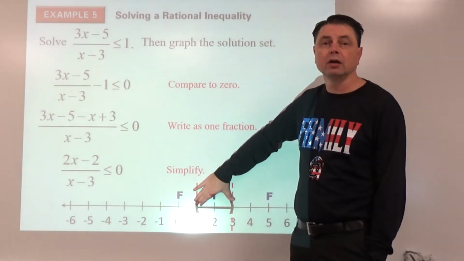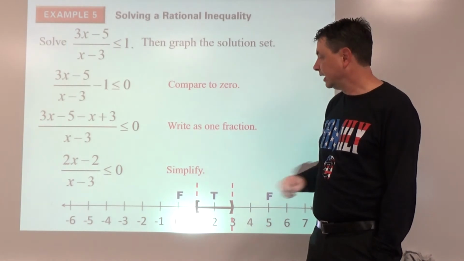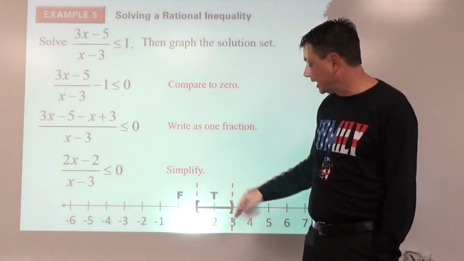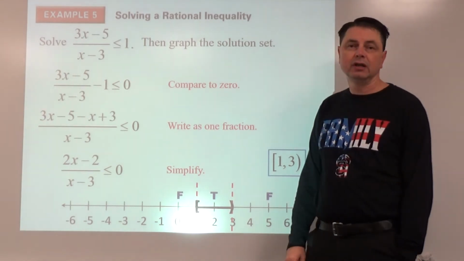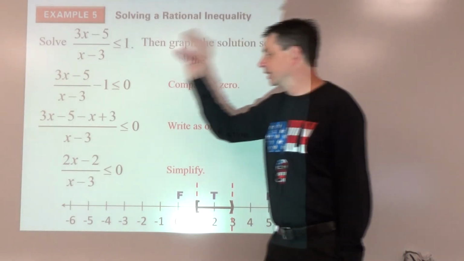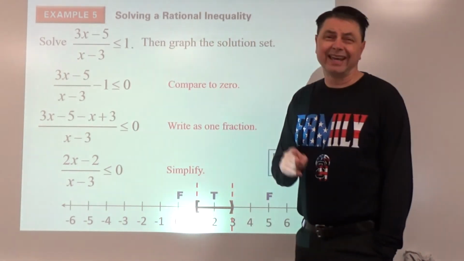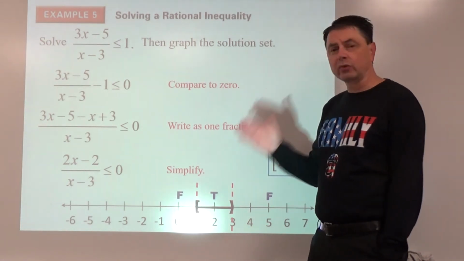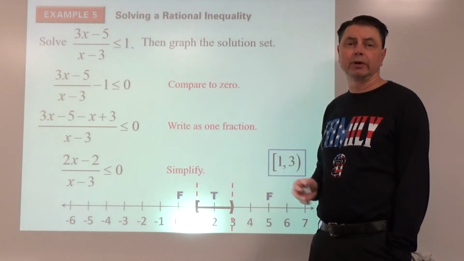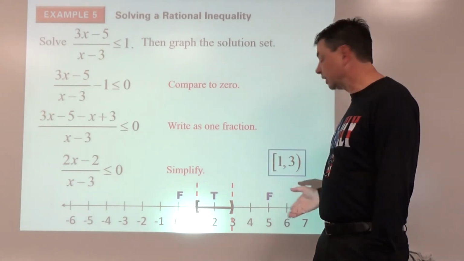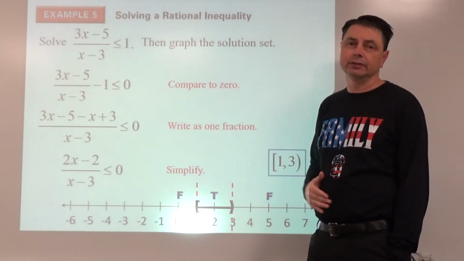So there's our graph. And then the solve part that goes with that mimics the same thing. Bracket 1, comma 3, parenthesis. Remembering that you can't divide by 0, so 3 is not allowed to be part of the solution, and that's why we have the parentheses. They say very close to 3, up to 3, but not 3.